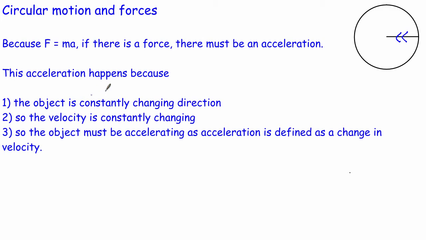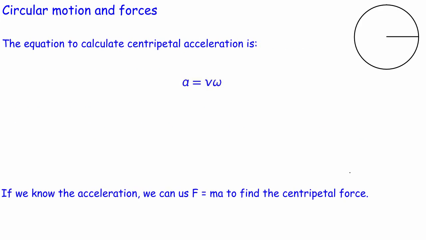This acceleration happens because the object is constantly changing direction. If the object constantly changes direction, it means, because velocity is a vector, that the velocity must also be changing. And because acceleration is defined as basically the rate of change of velocity, if the velocity is changing, then therefore the object is accelerating. So these 3 points are really important, because in this order it explains why an object going in a circle always accelerates. Now we can actually work this acceleration out, and it's fairly easy to do.